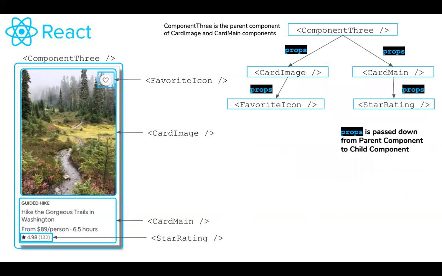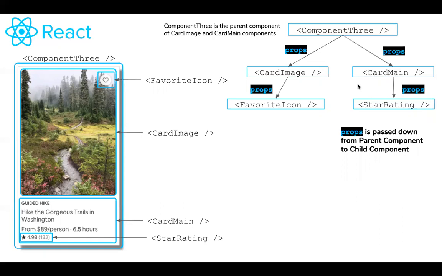So component 3 is the parent component of card image and card main, right? And then that card image component is the parent of favorite icon. Star rating component is the sibling of card main, or I'm sorry, card main is the parent of star rating.